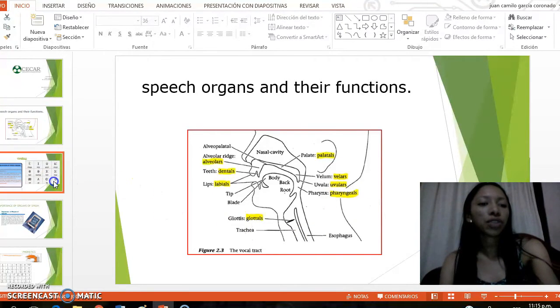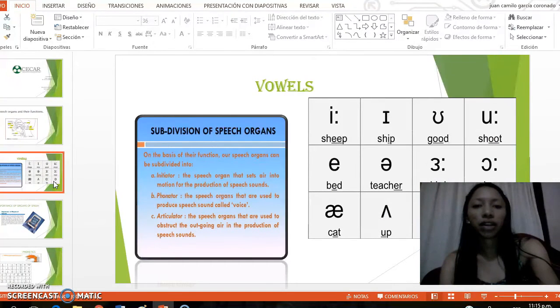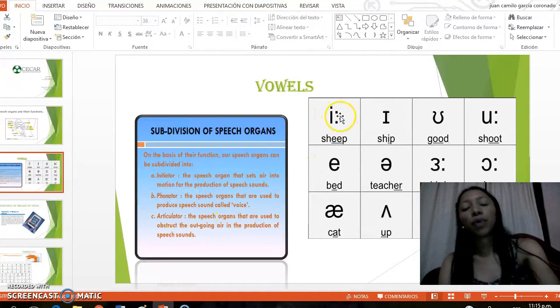Okay, to continue, second: vowels and the subdivision of speech organs: inhalator, phonator, and articulator. And this is the vowel E, with two points meaning a long sound.